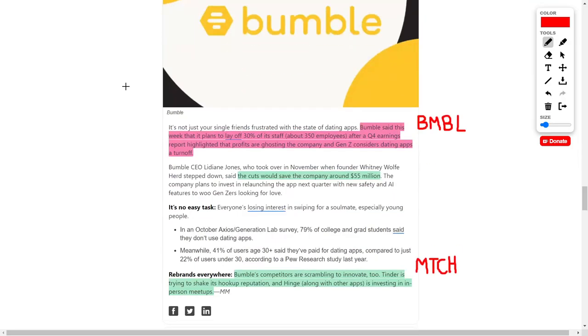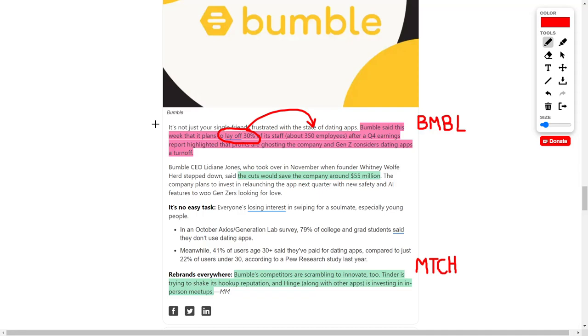For instance, our next quick story would involve Bumble, which is a dating app. Bumble, ticker symbol BMBL, plans to lay off 30% of their staff, which would equate to around 350 employees. To make matters worse, the company also reported quarter four earnings, which disappointed investors.